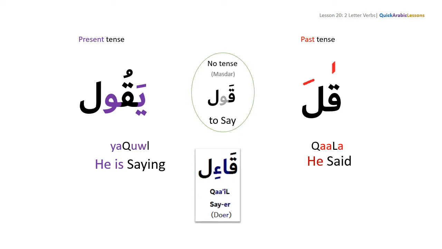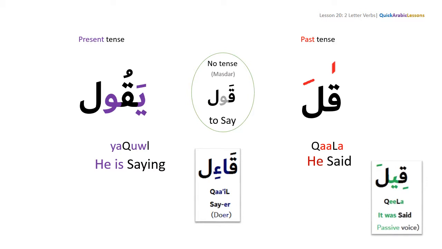Now similar to three-letter verb lessons that we learnt about fa'il, about doers, the word qawl in fa'il form, in doer form, is sayer. So doer of Qaf and Lam is qa'il, somebody who says something.